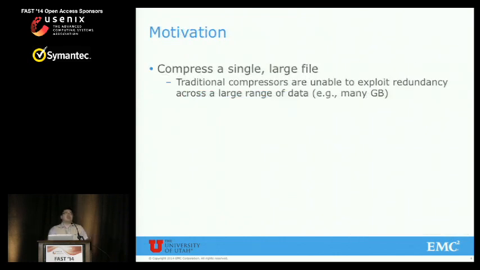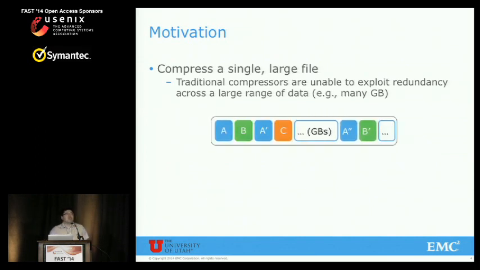There are mainly two motivations for this work. The first is to compress a single large file. We know that traditional compressors are not able to exploit the similarities across a large range, such as many gigabytes. Giving an example, for this input file, we mark the similar blocks in the same color. GZIP is using a rather small window, and thus it may not even be able to explore the similarity between A and A prime. 7Z is using a much larger window. However, it may still not be able to explore the similarity between A and A double prime.